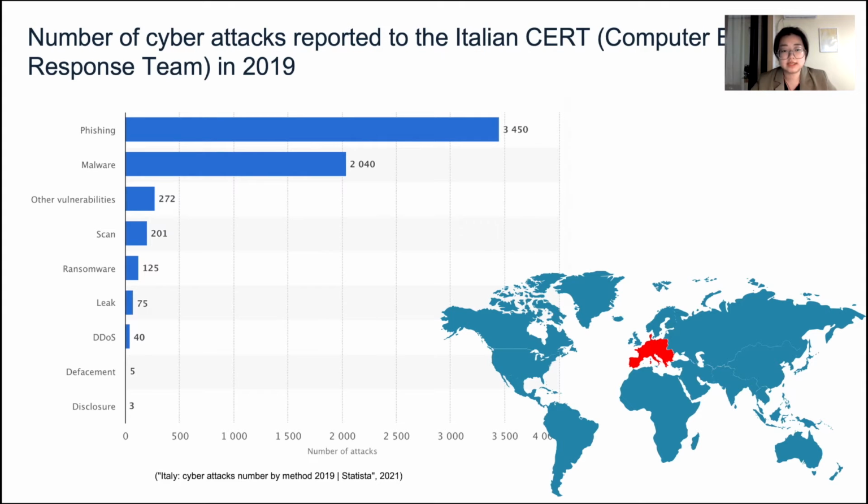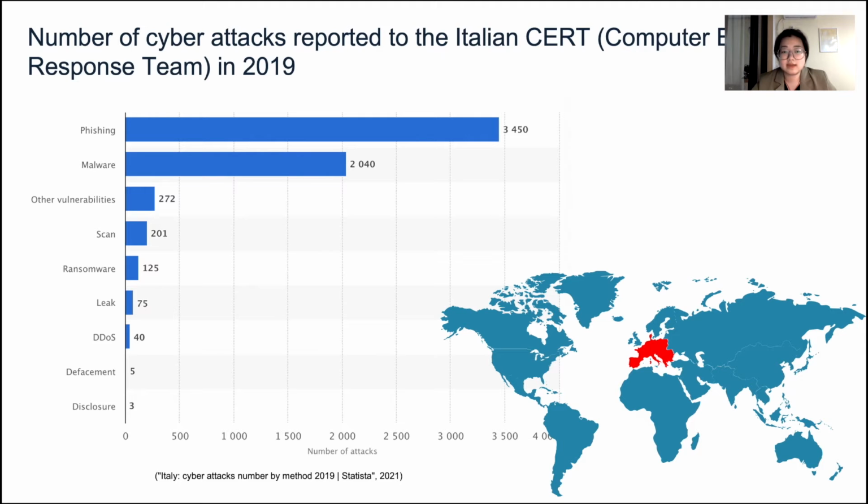Italy is no exception to the attacks. The number of online phishing attacks represents the most common type of cyber attack in 2019, with a total number of over 3.4 thousand cases.